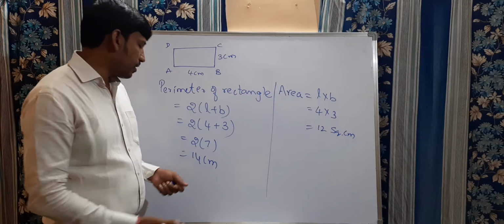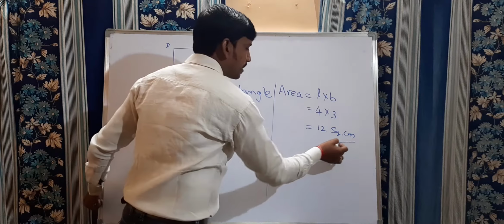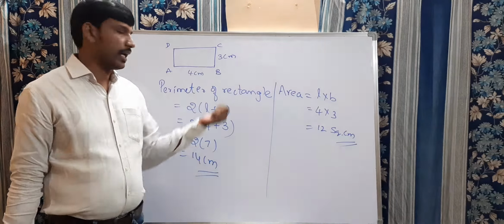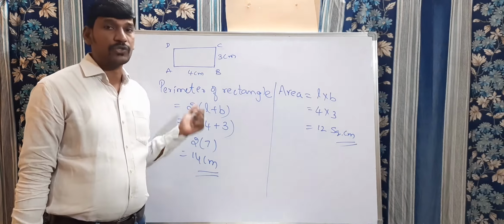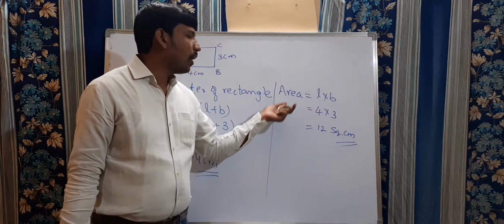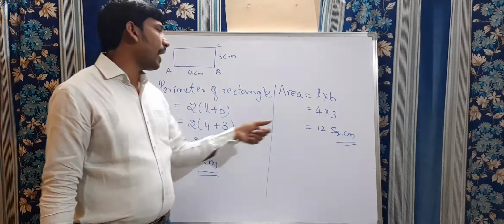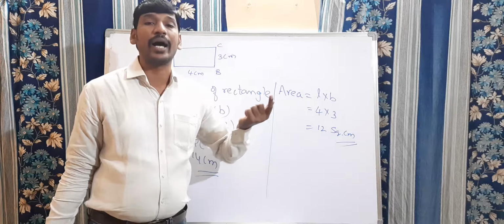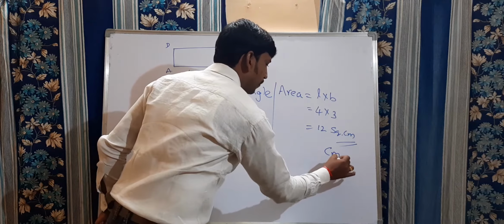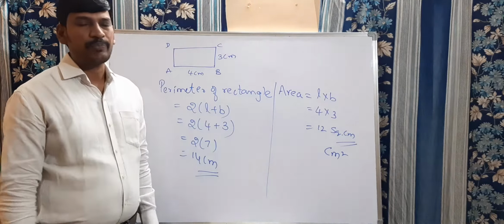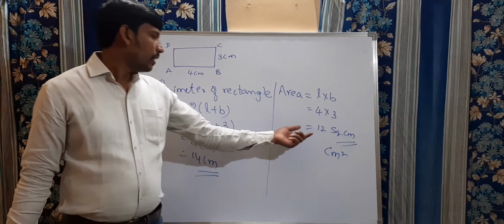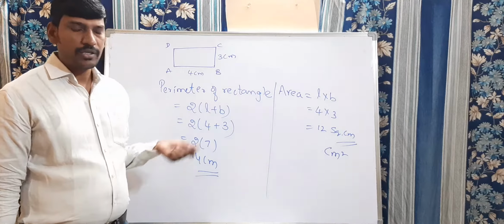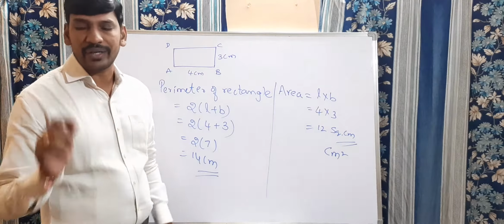Now see this, the units of perimeter and area are different. For perimeter, whatever the given unit, you will get the same unit, whether centimeters or meters, because we are adding. Now coming to area, we are multiplying. When we multiply, centimeter into centimeter is nothing but square centimeter or centimeter square. Both are the same. Depending on the unit, the perimeter and area will change. Clear, my dears?